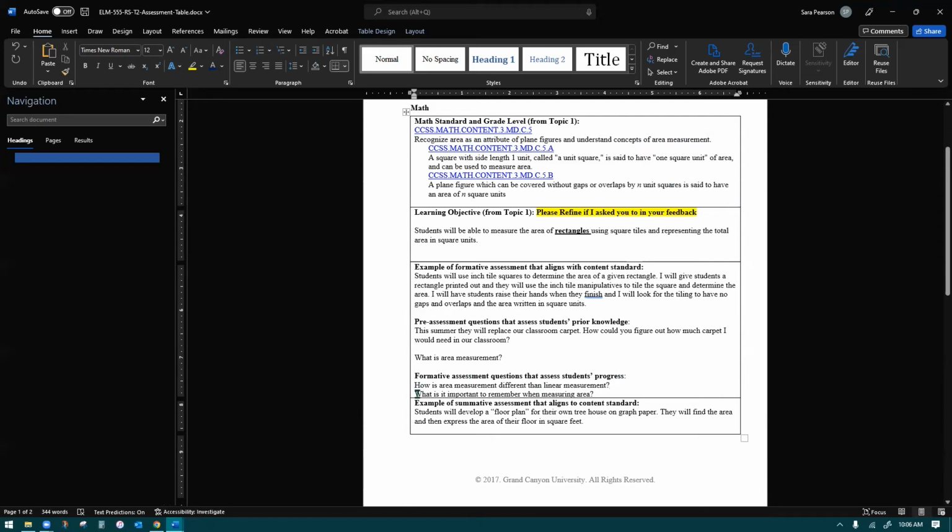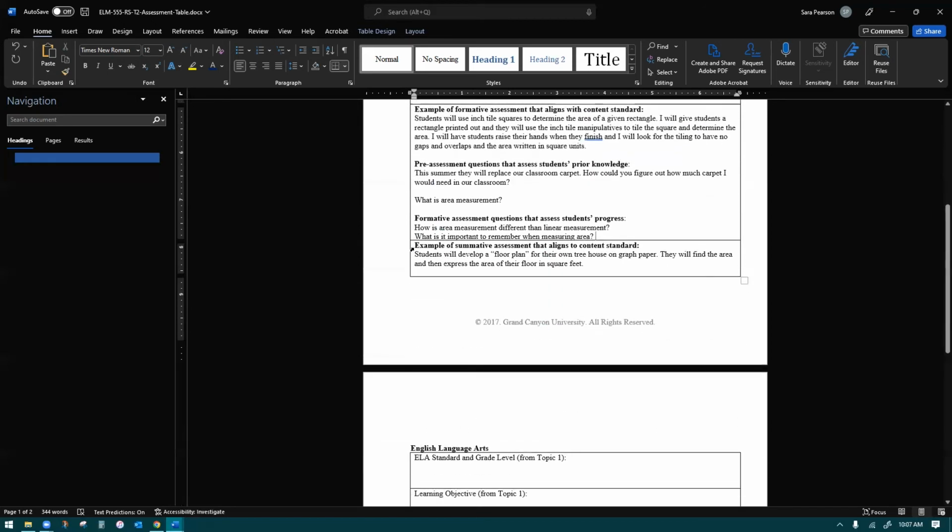Next question is, what is important to remember when measuring area? And that might just assess like, oh, you can't have gaps or overlaps, or that we name it in square units. Those are two things that could come out from this question. And that's why I have it kind of open-ended, because I want to see what students can give me without me leading them to what I'm looking for.